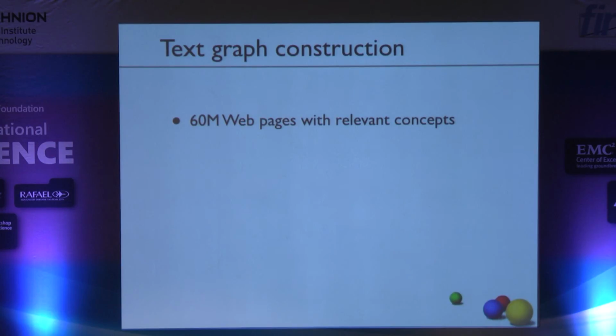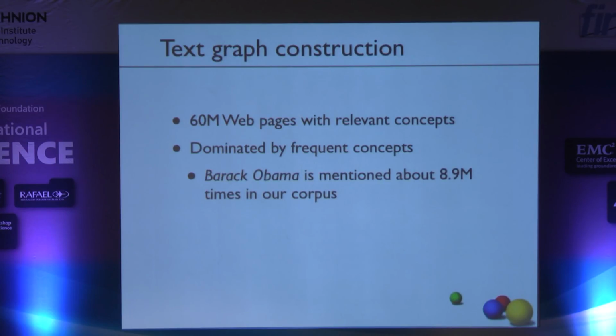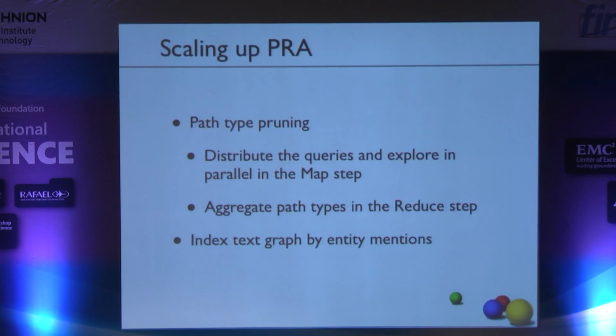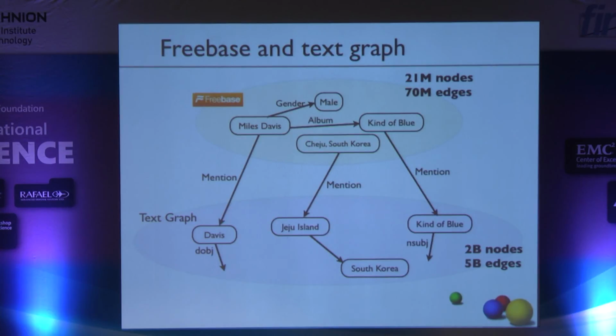So we use around 60 million web pages that are all the web pages that are linked by this very simple method to Freebase. And that's dominated by frequent concepts. So Barack Obama, for instance, appears a lot. So we, again, do subsampling of these sentences. And so to kind of complete an example here, you have the connection between the text graph and a bunch of other pieces of information.